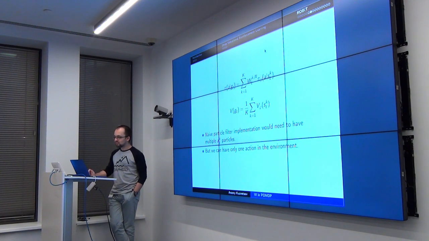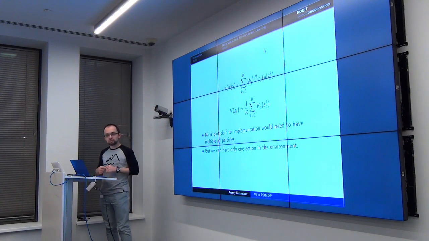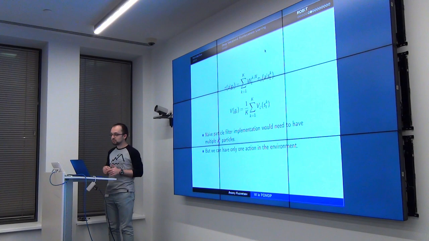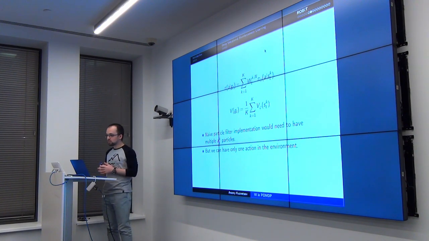No. If you have the full probability, we don't need particles. Particles are sort of our beliefs about the states. Yes, particles are a belief state, but we cannot integrate the constant, so we use an approximation.